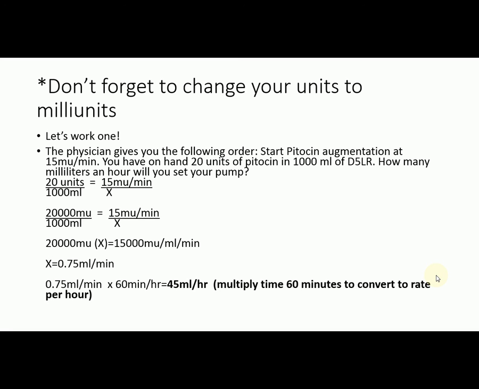Just don't forget you have two conversions. You have a conversion at the beginning of your problem to convert those units to milliunits, and then you have a conversion at the end of your problem to convert the minutes into hours. So you always multiply it times 60 to get it per hour. And that's all there is to it. It's not that hard.